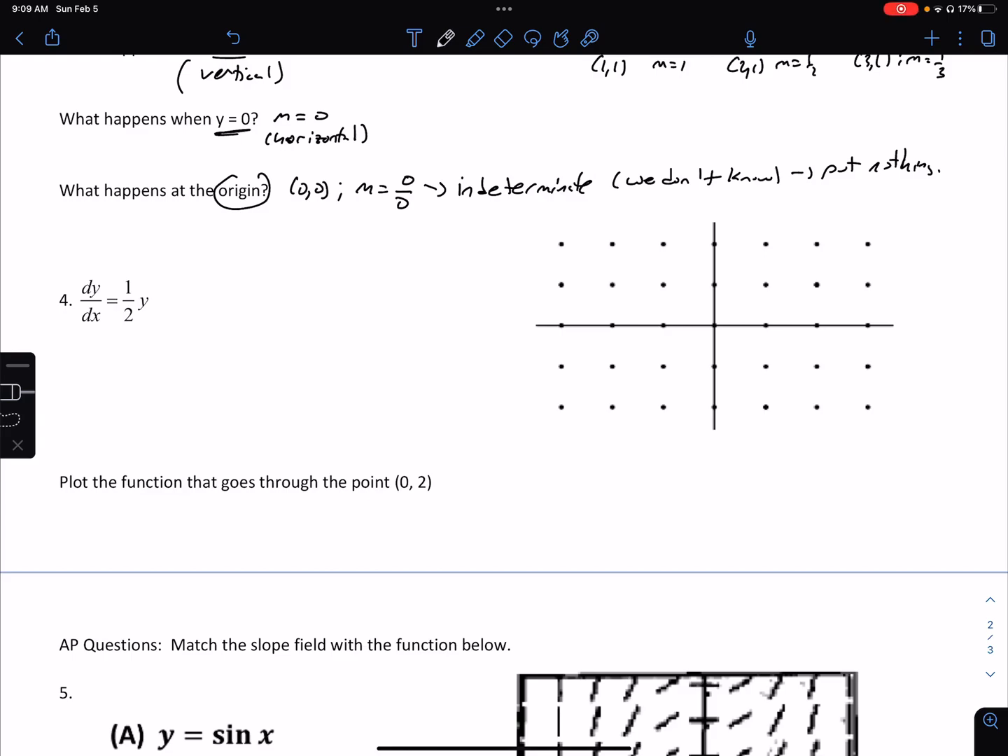Hello, welcome back. We're going to continue our discussion on slope fields and graphing them. Our next example, number 4 right here, is a very big example for us. This right here represents the change in a function. Now, where do we see this one? This is actually our half-life equation from chemistry and from physics.